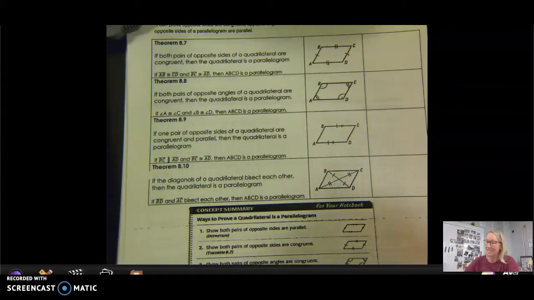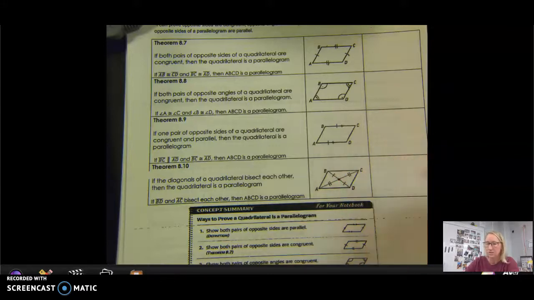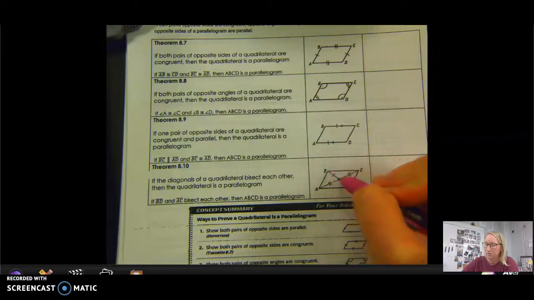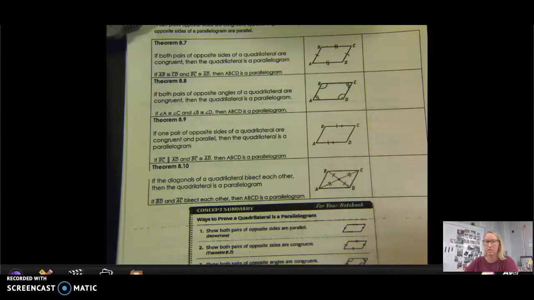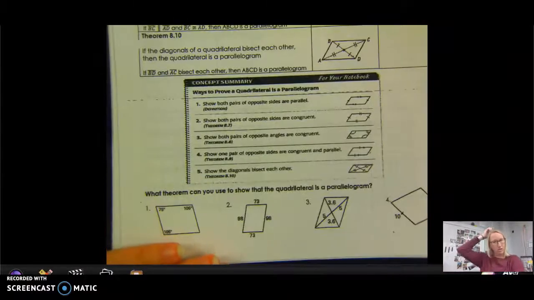And then last, if the diagonals bisect each other on a quadrilateral, then it is a parallelogram. So these two intersect at this point. This point is the halfway point for this piece, and it's the halfway point for this piece. That does not mean that all four pieces are congruent. That just means that this is congruent to this, and this is congruent to this. Okay, so those are the ways to prove a quadrilateral is a parallelogram.